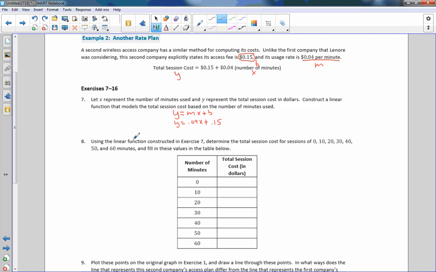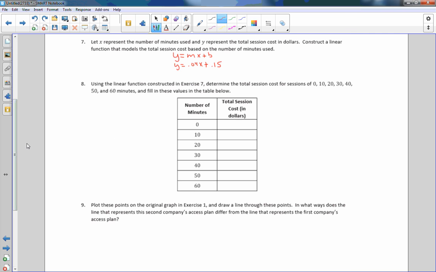Number 8 says, using the linear function constructed in exercise 7, determine the total session cost for the sessions in the table, 0 through 60, and fill in any values below. Well, if I plug 0 in here, 0.04 times 0 is 0 plus 15 cents, it's going to cost 15 cents. Multiply 0.04 times 10, and that's going to be 40 cents. 40 cents plus 15 cents is 55 cents. Substituting in 20, I'm going to get 0.04 times 20, which is 0.8. 0.8 plus 0.15, or 80 cents plus 15 cents, is 95 cents.